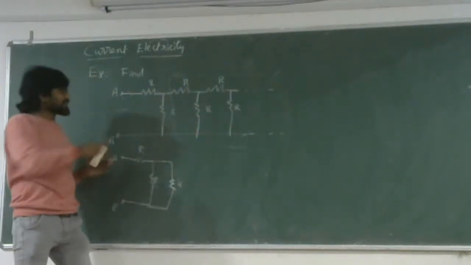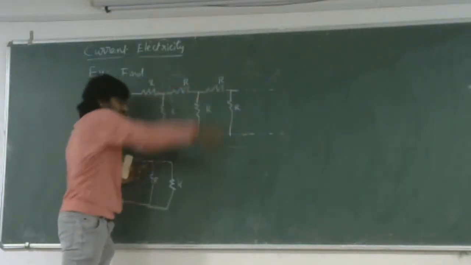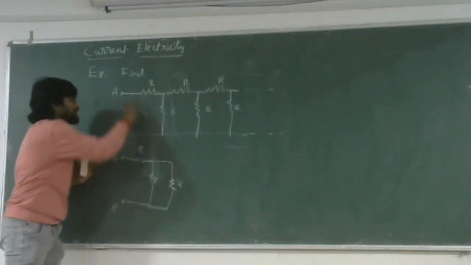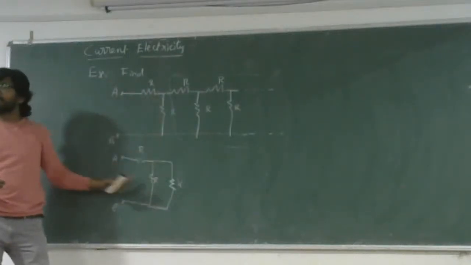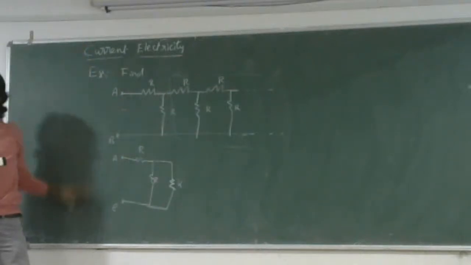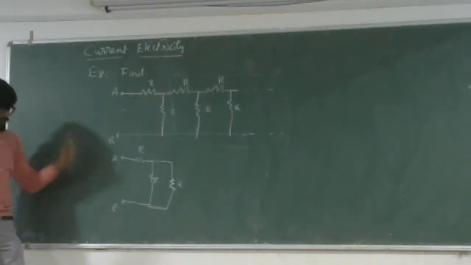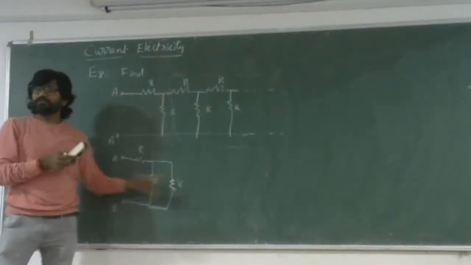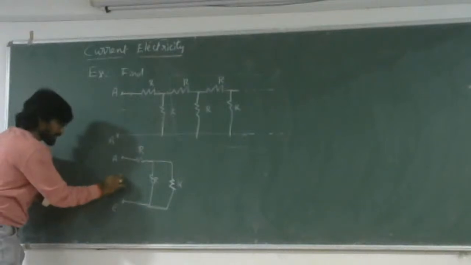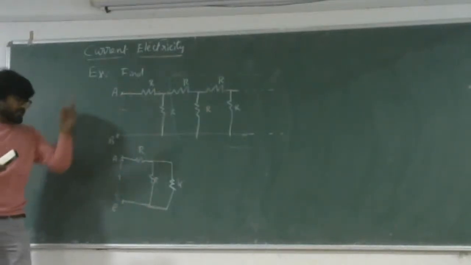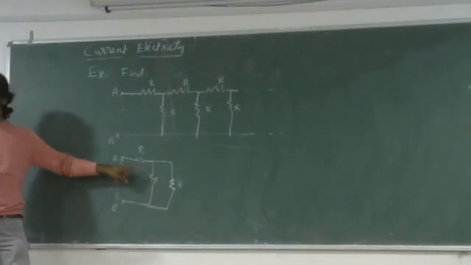That means, let us consider the total resistance of the infinite network is X. To that we are adding one small repetitive element. So the total effective resistance of the entire network between A and B will be the same, X only. So what is that X in terms of R? What is that X in terms of R?